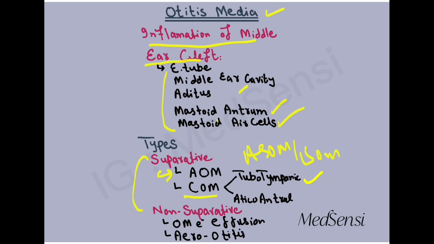CSOM is divided into the tubotympanic and atticoantral types. Non-suppurative includes otitis media with effusion, also called glue ear, which is common in children, and aero-otitis, which is a barotrauma.